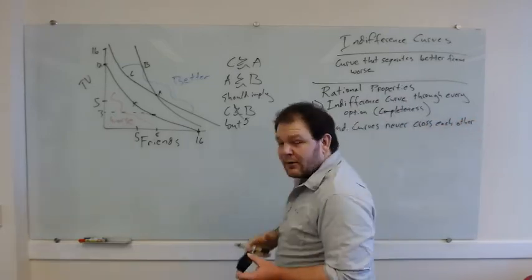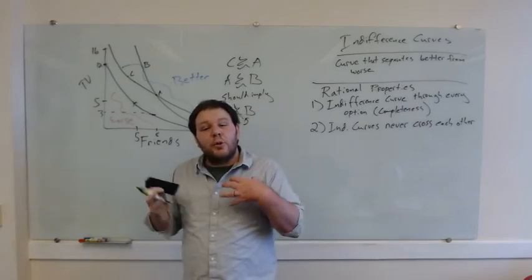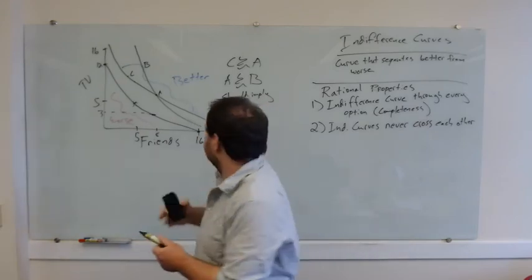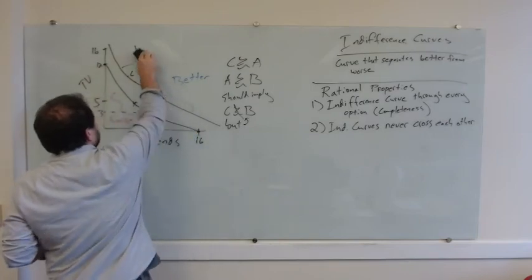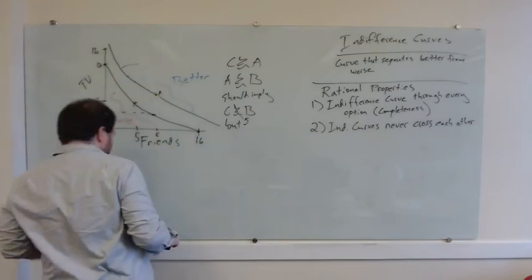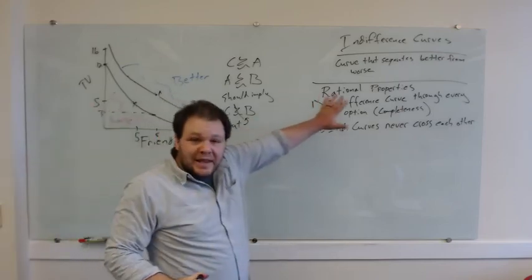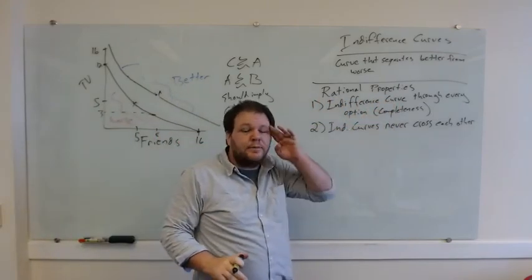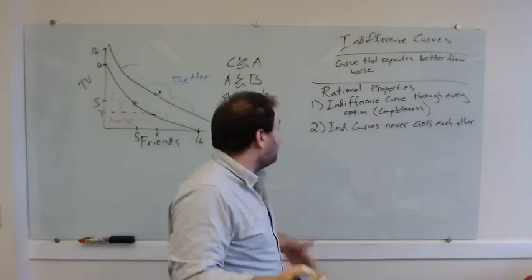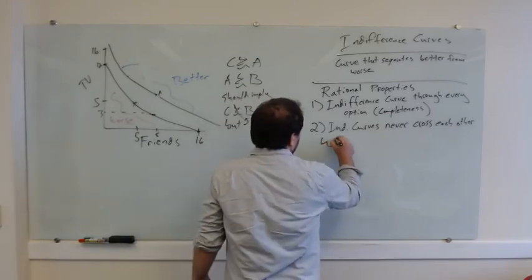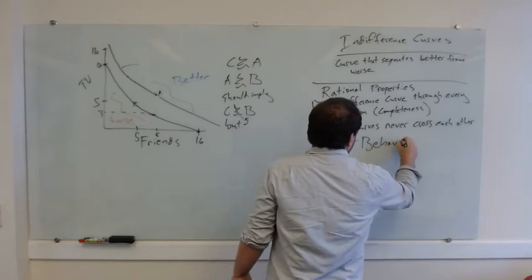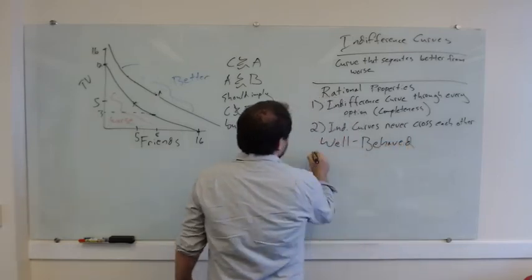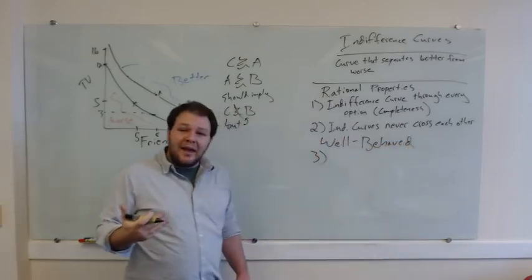I should really be careful here. I should say a particular person's indifference curves never cross. So I'll erase this so that that doesn't drive us crazy. Okay, so this is what it means for preferences to be rational. But we also said that preferences are going to be well behaved. So what does it mean for preferences to be well behaved?